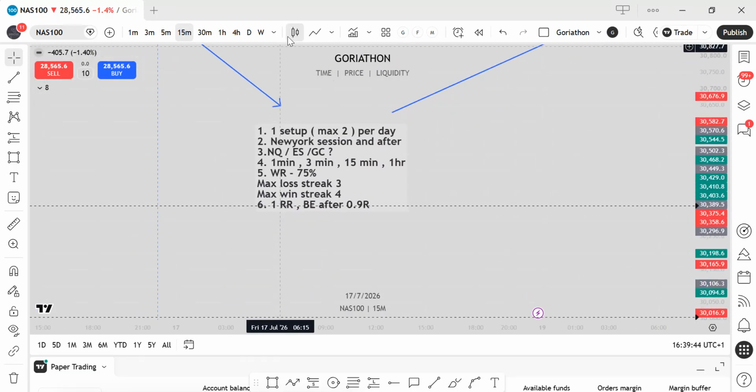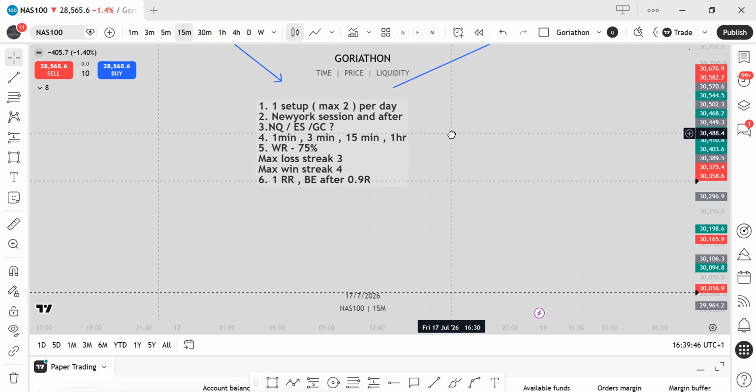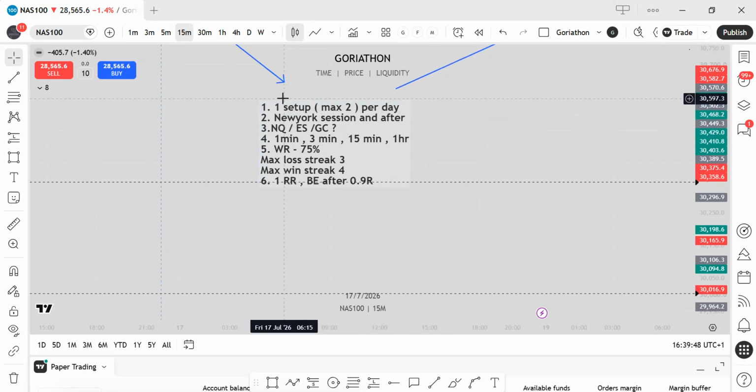Okay, so we will only be taking one setup a day. If we get a win on a day, then of course you don't trade again. Maximum two per day. That's if you take a loss, and if you obviously identify you've made a mistake or if your bias was wrong, then you can go ahead and take the other trade as well, right? So New York session and after.